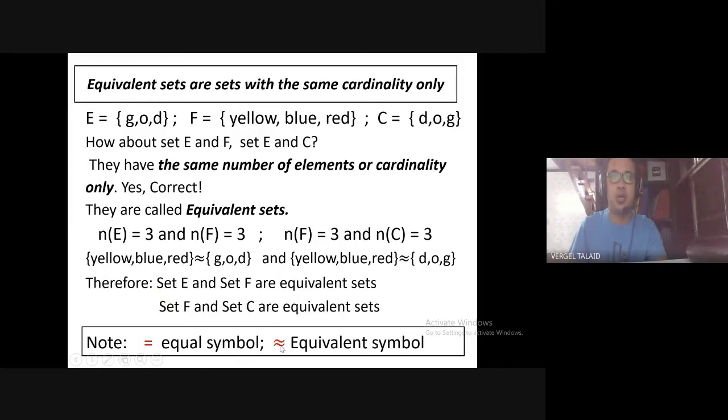So what is the symbol of equivalent? This is the symbol of equivalent. Mura siya ug wave, wave. But this is unequal. Since they are equivalent, kay gidaghanon naman pareha sila gidaghanon, we have to write the symbol. E and F are equivalent sets. The same also with F and C. The same, they are equivalent. But E and C, take note, are equal. So use the symbol for equal.